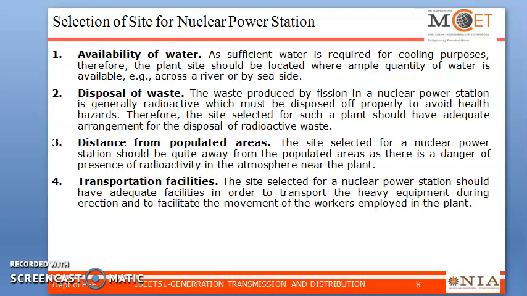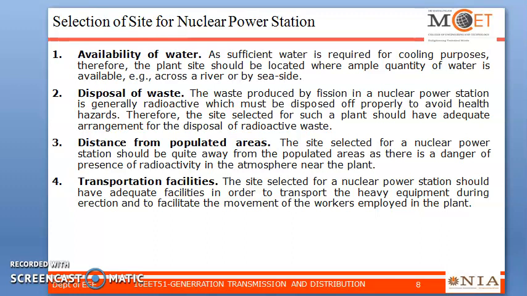And then disposal of waste. In this nuclear reactor, it produces unwanted wastages. If it is properly disposed, it is not an issue. Otherwise it affects human beings and animals and environmental aspects also. So the disposal of wastages is very important in this nuclear power station.